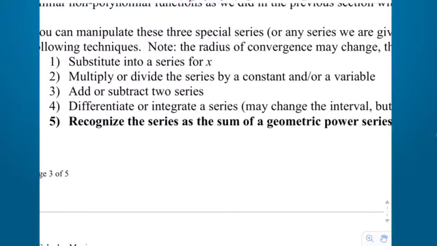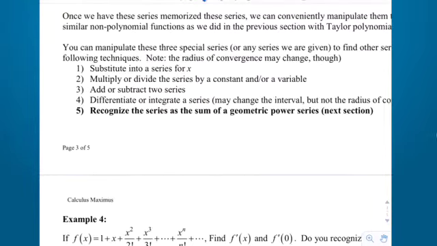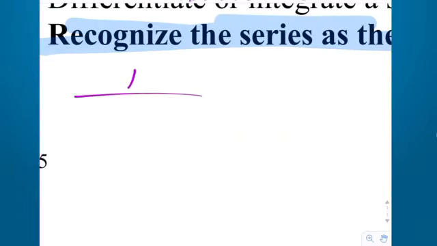You can add or subtract 2 series. That's going to be a little bit more interesting because how many terms do you have? Infinitely many. So there would have to be some kind of pattern where you could see what's happening. And as I just mentioned, you could either take the derivative or integrate a series and then retest the endpoints. And one of the other things, which is a whole section in and of itself, is recognizing a series as a sum of a geometric power series. Okay, so let's see where that comes into play.